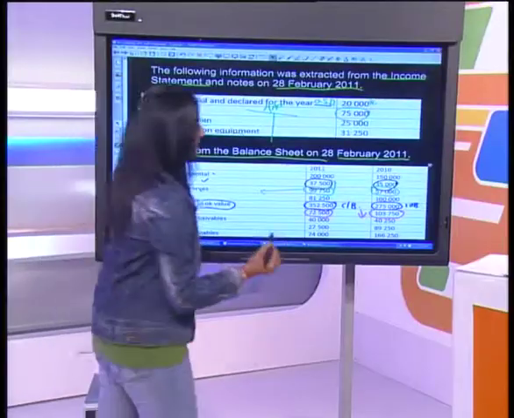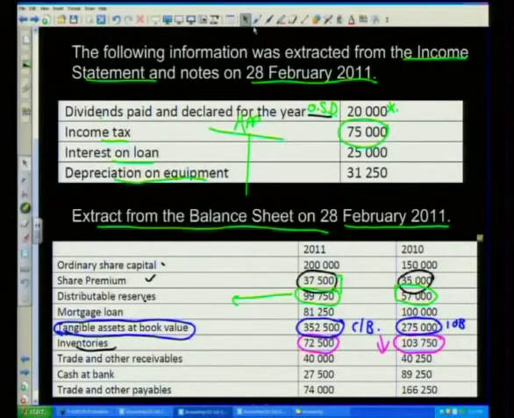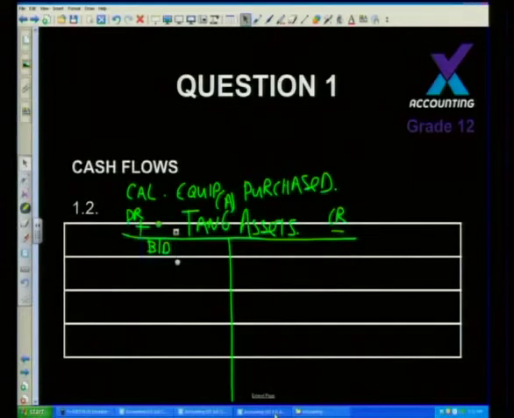Brilliant. Great stuff. Okay, so beginning of the year, my tangible assets, 275,000. So guys, let's just take that through.